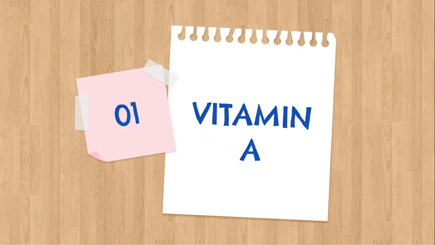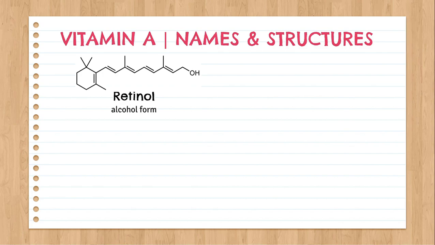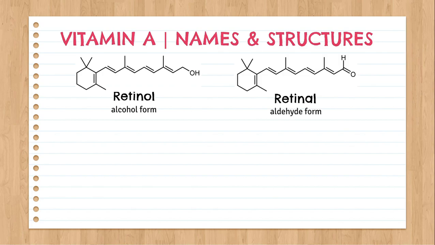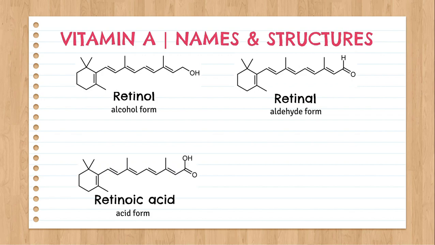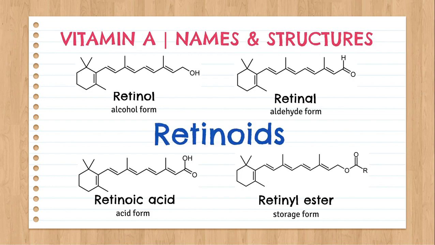Now, let's look at the first one, vitamin A. Vitamin A exists in different forms, for example, alcohol form which is known as retinol, aldehyde form which is called retinal, and also retinoic acid which is the acid form. Normally, vitamin A is stored in the form of ester, called retinyl ester. These related compounds are all known as vitamin A. While another term, called retinoids, refers to all forms of vitamin A including both natural and synthetic chemicals which are structurally related to vitamin A.